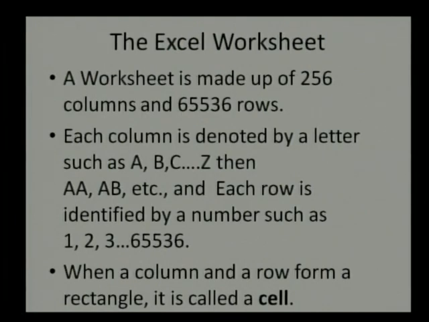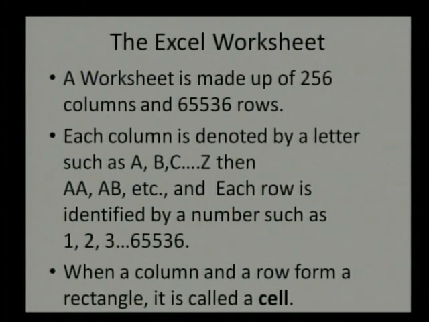Next is what is an Excel worksheet. A worksheet is made up of 256 columns and 65,536 rows. Every worksheet is made up of 256 columns. So actually when we enter data of different types, in general I can say that if we have 256 variables with me, then in every column I can insert one variable's values.